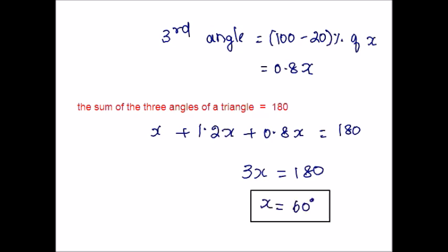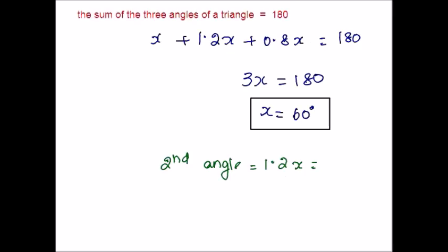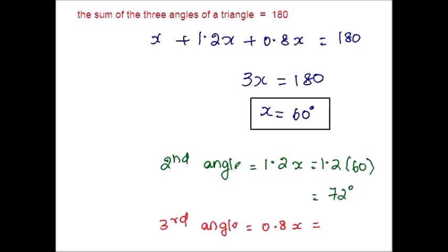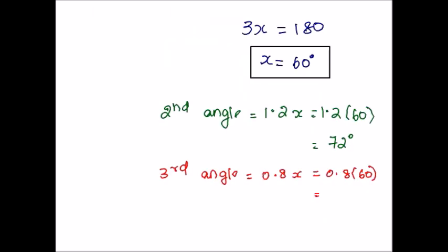Now let's use this x value and find the respective second and third angles. Second angle is 1.2x. Just replace x by 60. So the second angle would be 72 degrees. Third angle is 0.8x. Replace x by 60. Therefore the third angle is 48 degrees. Hence the 3 angles of the triangle in this example are 60 degrees, 72 degrees and 48 degrees. You can even check by adding these 3, you should get 180 degrees as the final answer. Hope you are clear with this example.